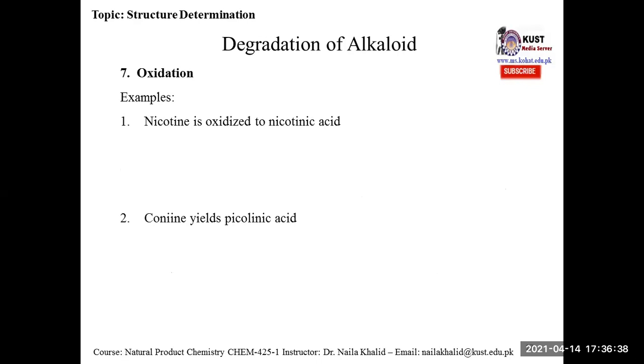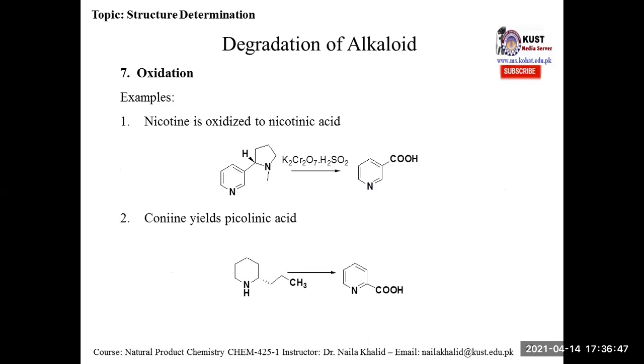One example is nicotine. Nicotine is oxidized to nicotinic acid like this. Similarly, coniine gives picolinic acid. This is the structure of picolinic acid. Coniine gives picolinic acid on oxidation. It shows that it has a side chain at this position. Similarly, nicotine is oxidized to nicotinic acid, which shows that the other structure is present at this position.